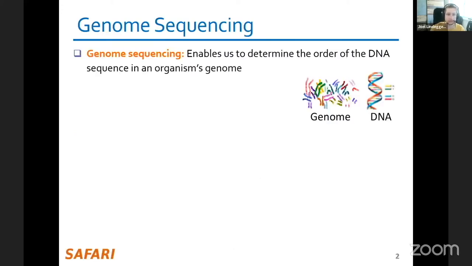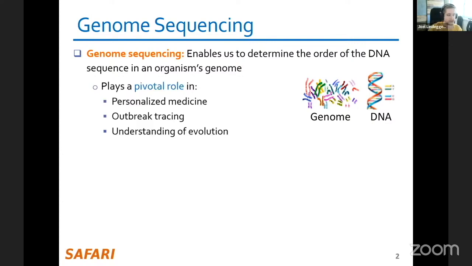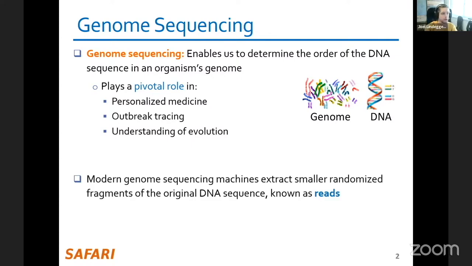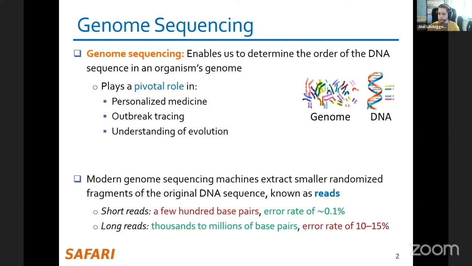So genome sequencing, as you know, if you're watching this course, plays a pivotal role in an entire range of applications such as personalized medicine, outbreak tracing, and the understanding of evolution. Now, the modern sequencing machines extract only small randomized fragments of DNA, which are called reads. And the key point is that these reads have very different properties depending on the sequencing technology used. So this can be short reads, which are a few hundred base pairs, or long reads, which can go from thousands to millions of base pairs.